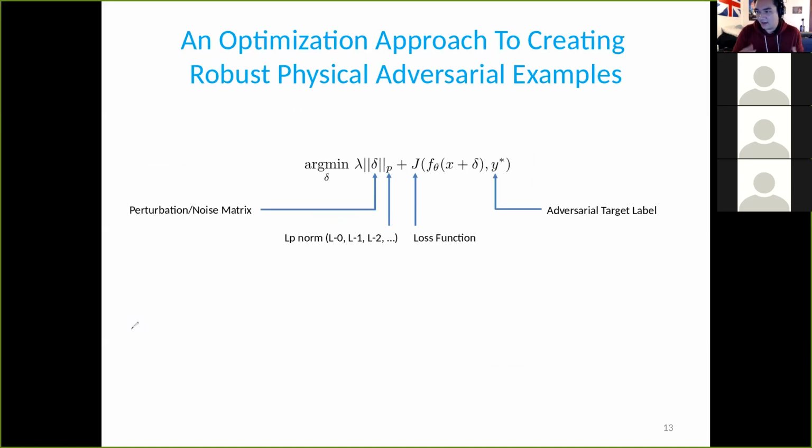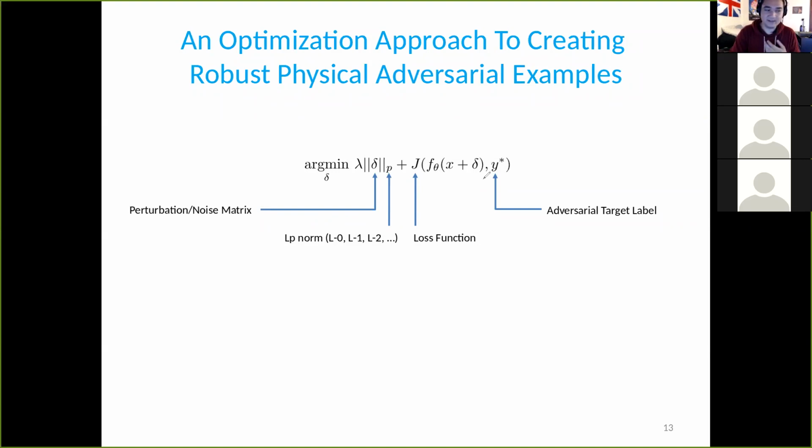So originally, what we're trying to do is we have this perturbation, and our loss function looks something like: minimize the size of the noise, this lambda delta, and simultaneously minimize the loss function, which classifies our input plus our noise to our adversarial target label. This is originally what we wanted to do, right? And this generates noise across the entire image.